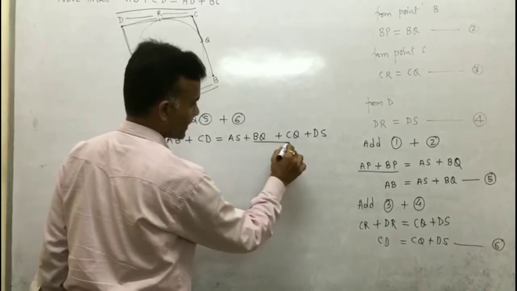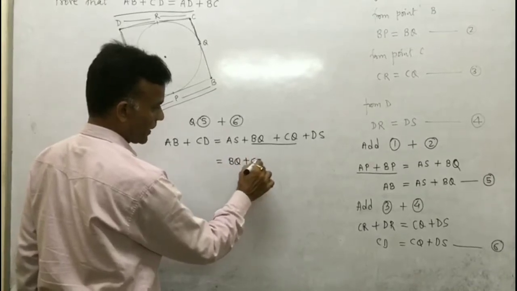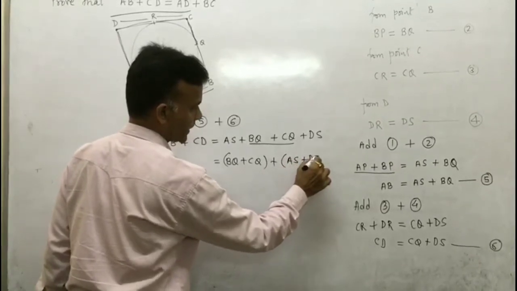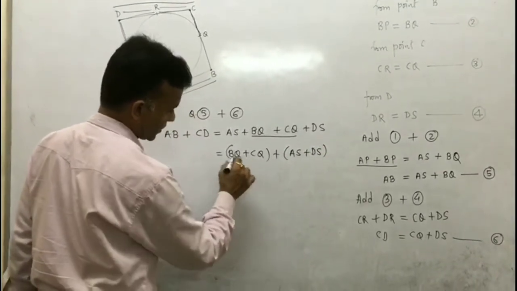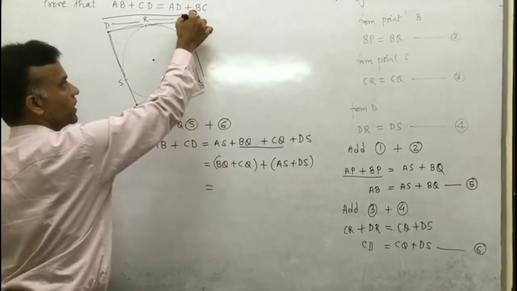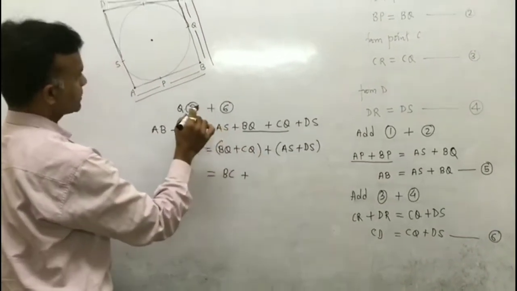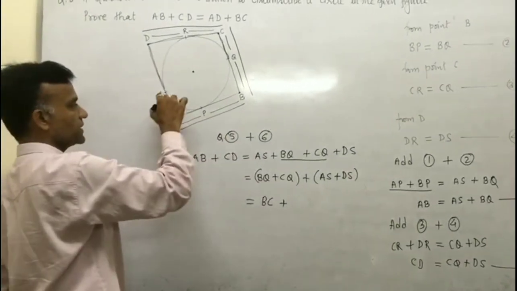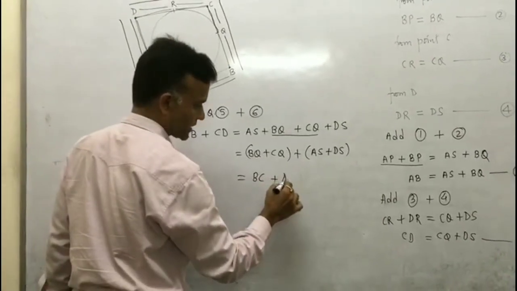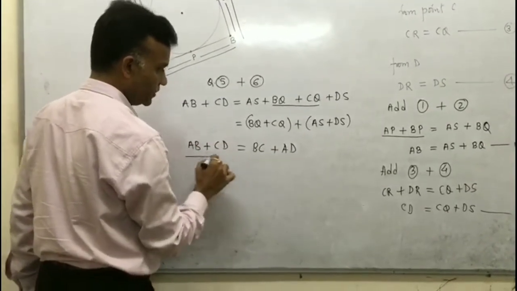Now we make two pairs: BQ plus CQ is one pair, and the other pair is AS plus DS. Looking at the figure again, BQ plus CQ together form the complete length BC. AS is this length and DS is this length, so together the complete measurement is AD. So now we have AB plus CD equal to BC plus AD.